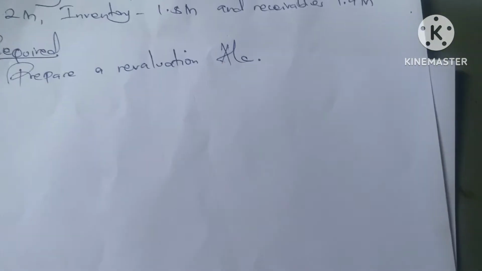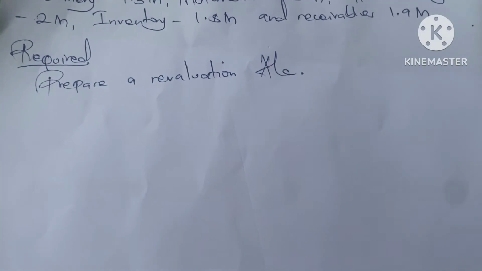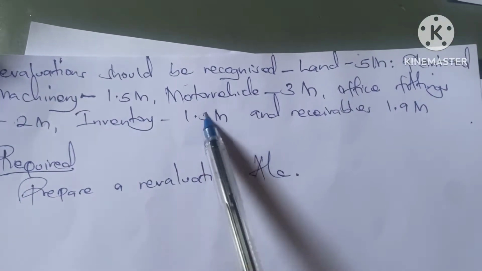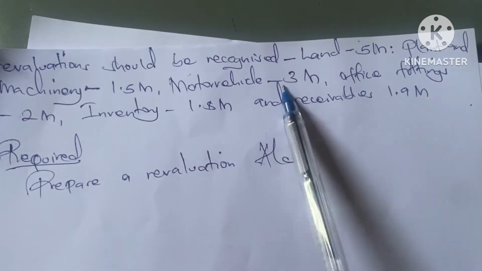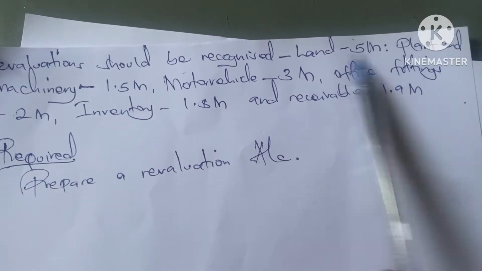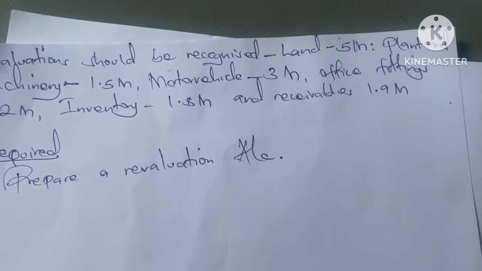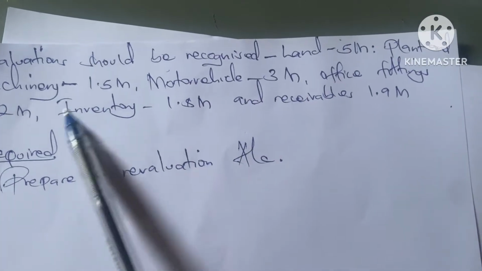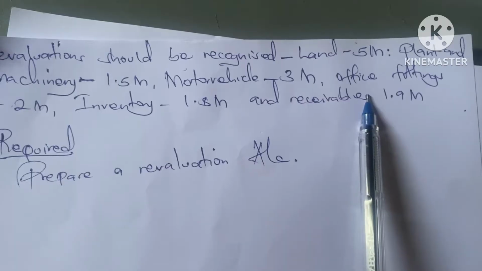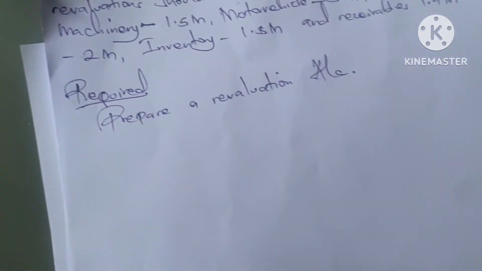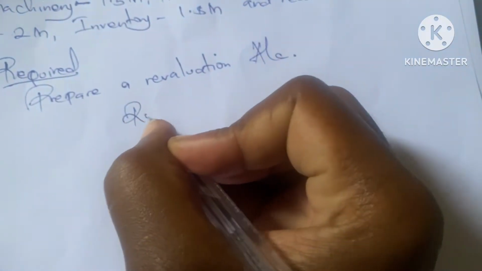So what you should know, when we are preparing the revaluation account, we only consider the revaluations that they have told us. So this is the information that is important to us. You ignore all the rest. We only consider the revaluations that they have given us. Those are the only things that we consider when preparing the revaluation account.